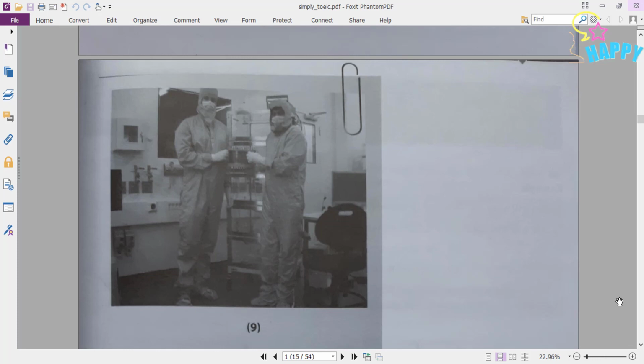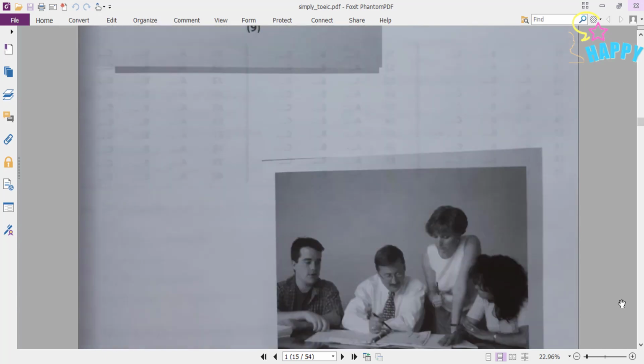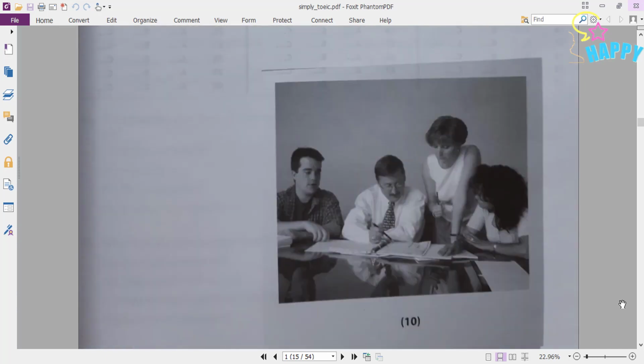Number 9. Look at the picture marked number 9 in your test book. A. They are working at a computer. B. They are holding a device between them. C. They are facing each other. D. They are removing their masks.